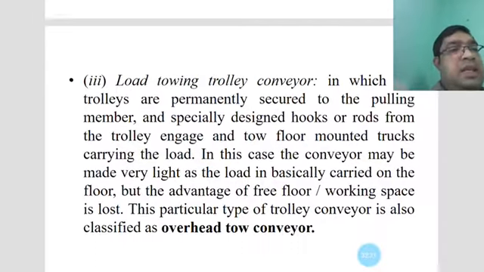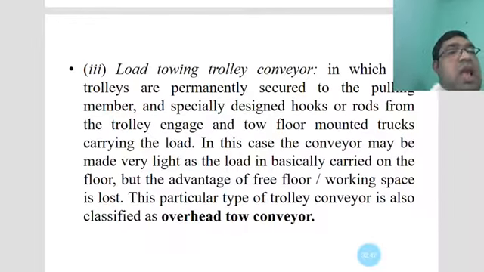In this case, the conveyor may be made very light, as the load is basically carried on the floor, and the load will be transferred onto the floor-mounted trucks carrying the load. In this case, the conveyor may be made very light, as the load is basically carried on the floor.